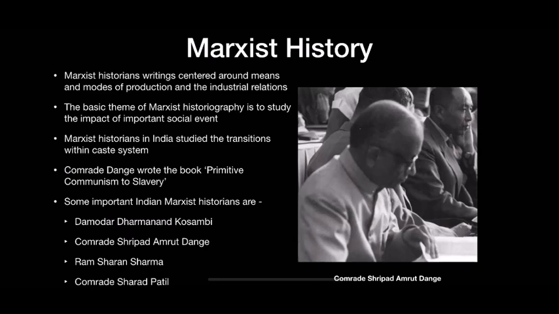Marxist history. Marxist historians' writings centered around means and modes of production and industrial relations, which means Marxist history emphasized economic aspects. The basic theme of Marxist historiography is to study the impact of important social events. Marxist historians in India studied the transitions within the caste system. Comrade Dange wrote the book Primitive Communism to Slavery. Some important Indian Marxist historians are Damodar Dharmanand Kosambi, Comrade Shripad Amrut Dange, Ram Charan Sharma, and Comrade Sharad Patil.